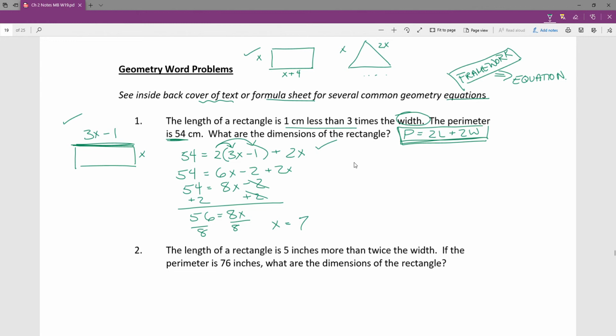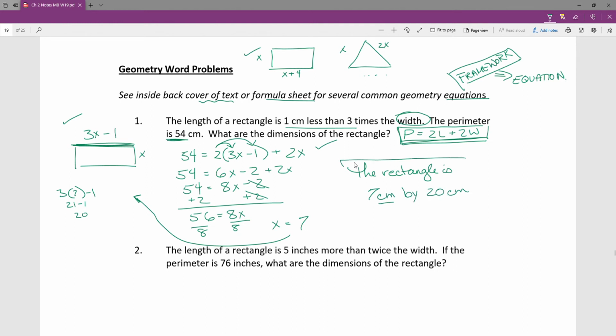Now, this is not the answer. I need to take this 7 back to my let statements to give the final answer. So the width is going to be 7, but the length is going to be 3 times 7 minus 1. So 21 minus 1, or 20, just doing my rough work. So the rectangle is 7 centimeters, don't forget the units, by 20 centimeters. Or you could say the width is 7 centimeters and the length is 20 centimeters.